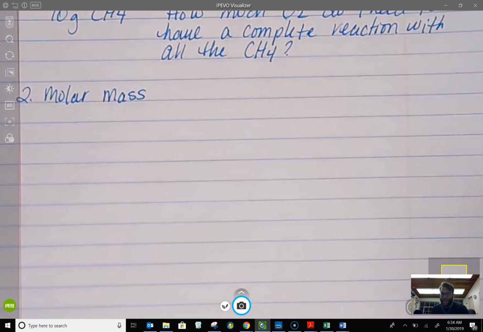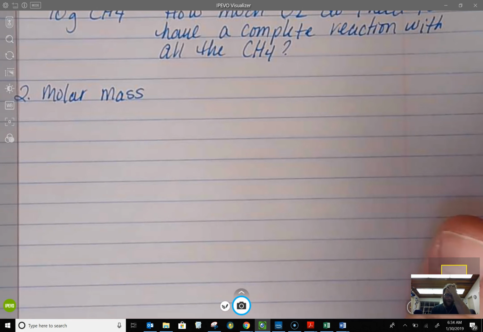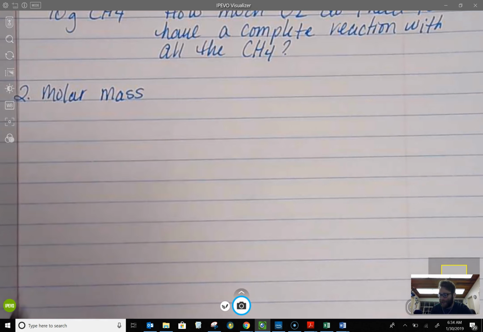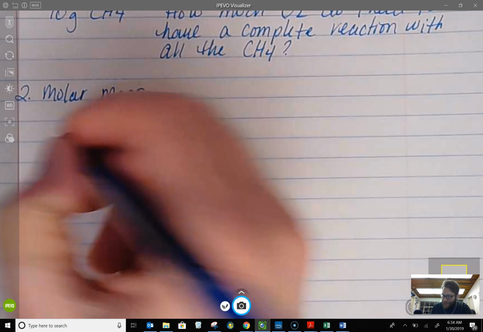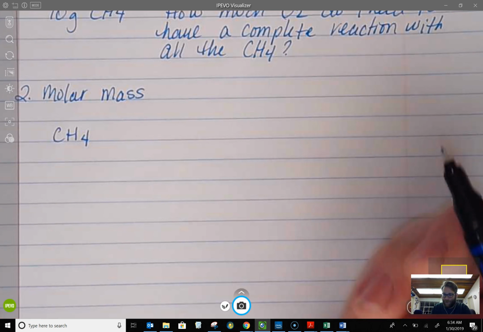Okay, so when in doubt, right, change grams to moles. That's probably going to get you part of the way on any of these questions that we're going to be answering. Okay, so let's start out with methane gas. Methane is made of 1 carbon and 4 hydrogens.